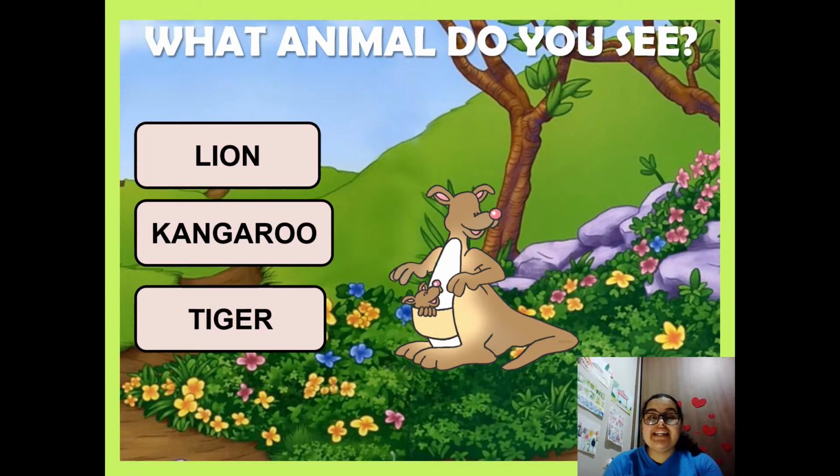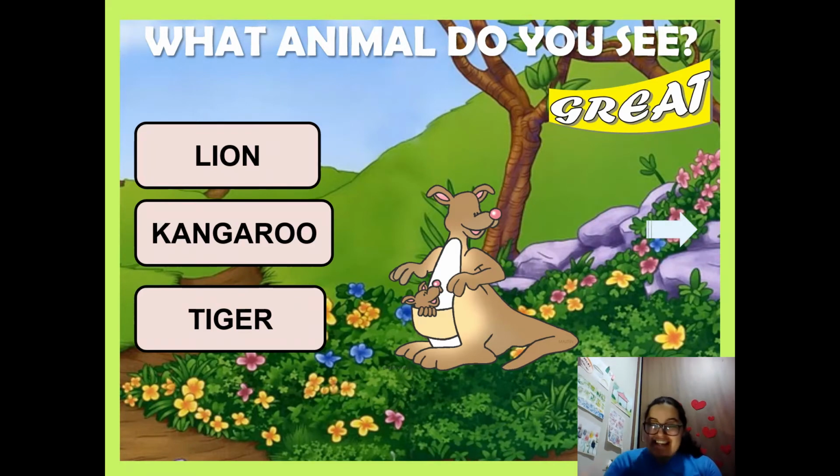What animal do you see? Wow, these animals jump. It's a lion, a kangaroo, or a tiger? We already see a lion, so it's a kangaroo or a tiger? A tiger? Are you sure? Think. Okay, do you think it's a tiger? No? A kangaroo. Very nice. So let's go. Yes, it's a kangaroo.